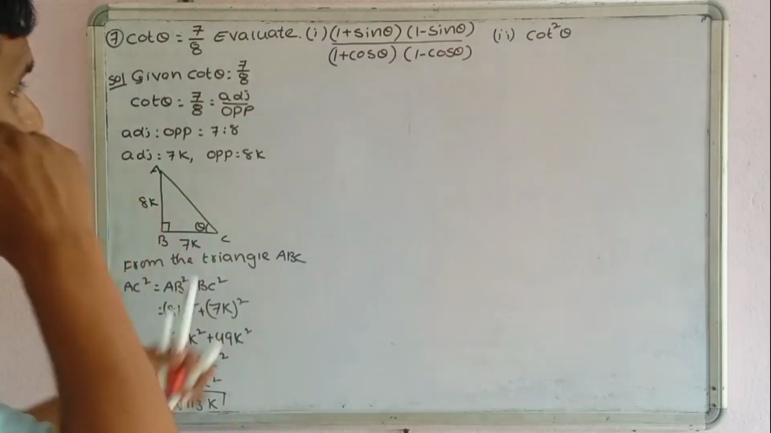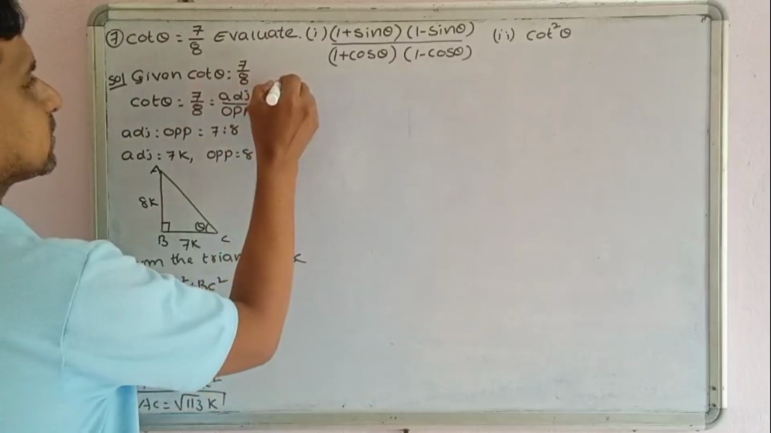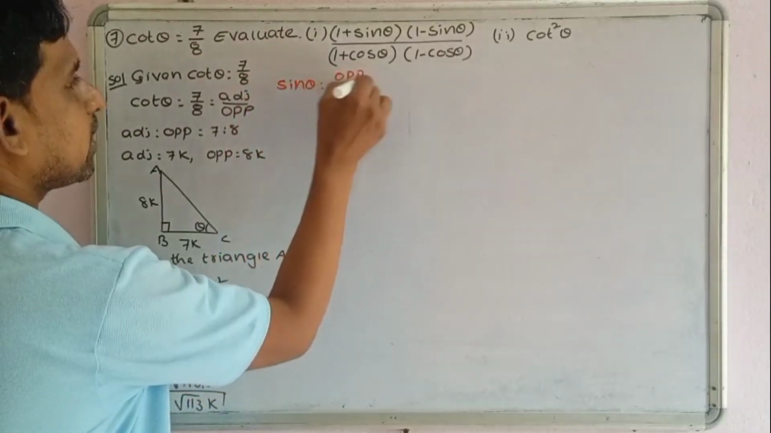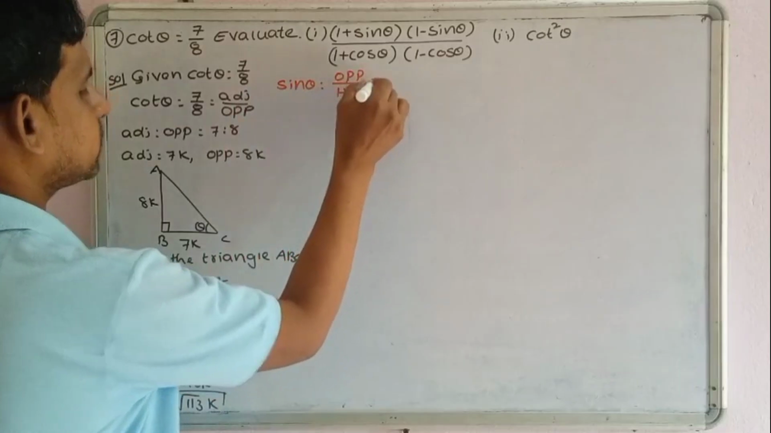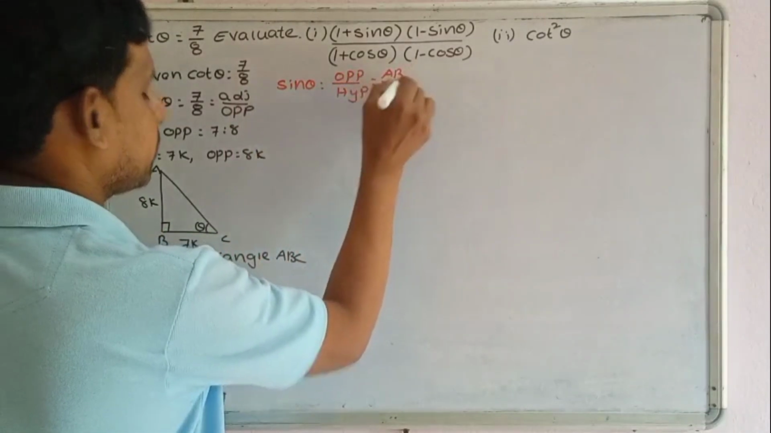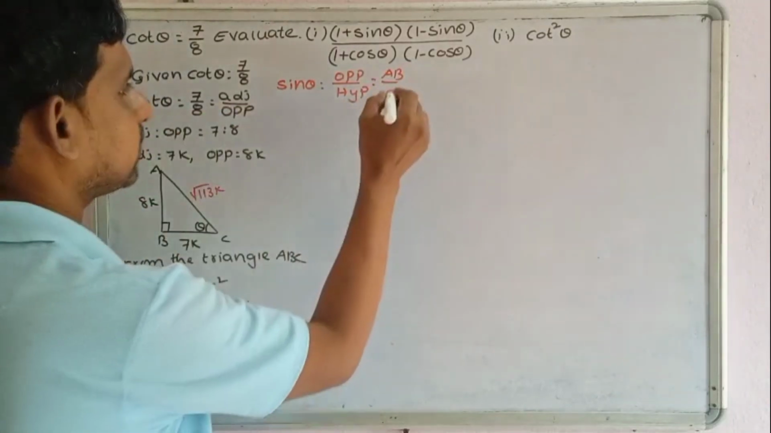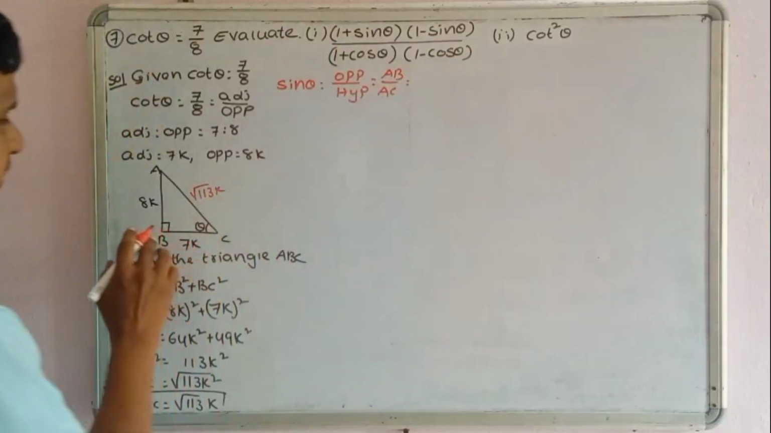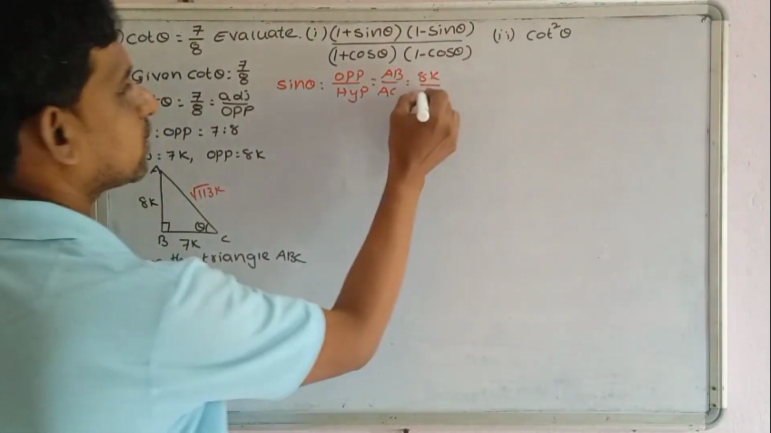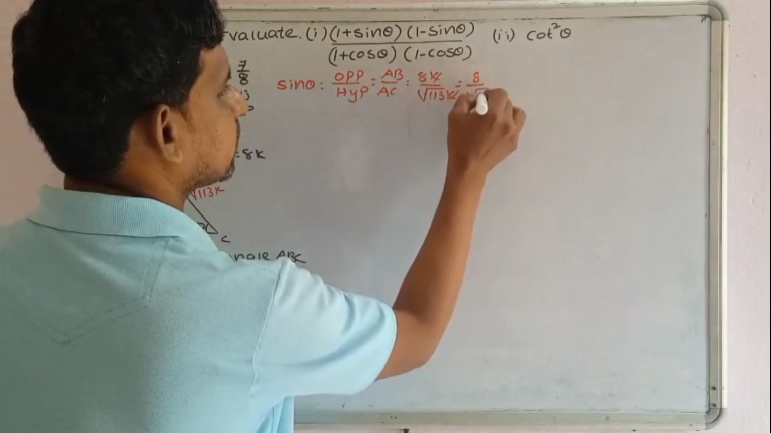Now here two types of values are there. One is sin theta, another one is cos theta. First, sin theta. What is the definition of sin theta? Opposite by hypotenuse. So here the side opposite to theta is AB, hypotenuse is AC. AC value is square root of 113 k. AB value is 8k. So 8k by square root of 113 k. The k gets cancelled: 8 by square root of 113.